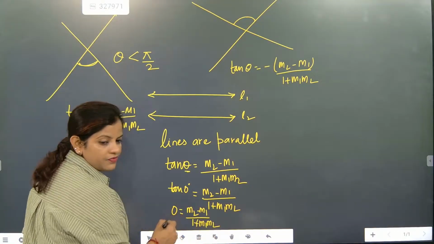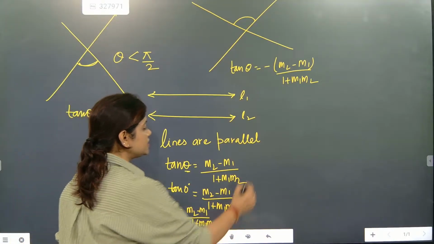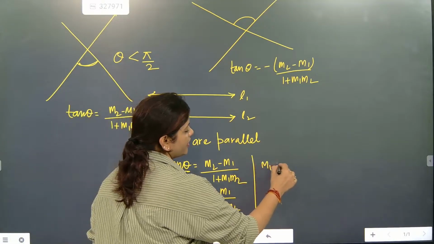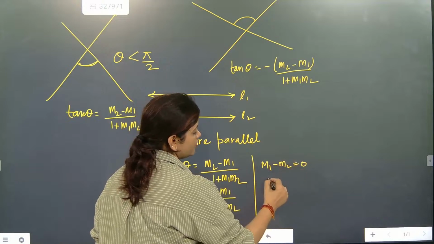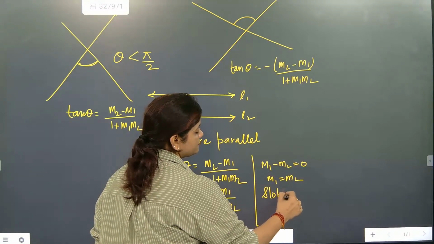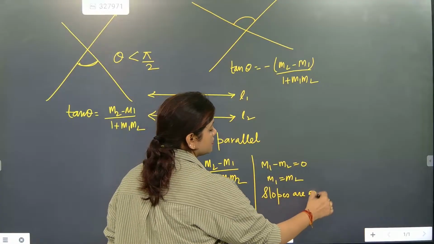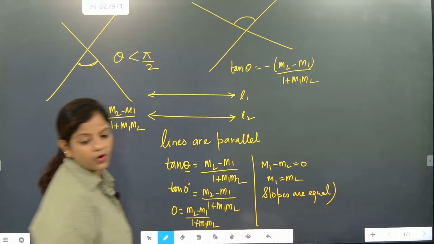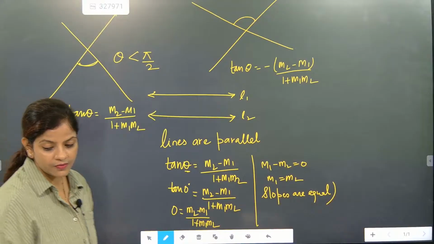So this multiplied with 0 will become 0. So what is exactly coming is m1 minus m2 equal to 0, or m1 is equal to m2. So the slopes are equal. So that means what? What is the conclusion we have drawn?